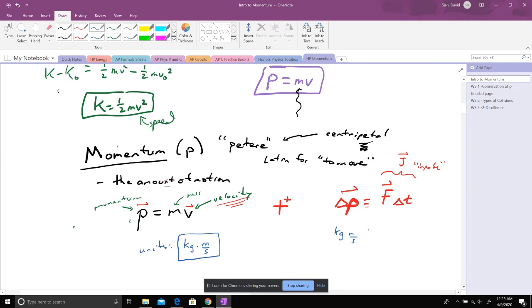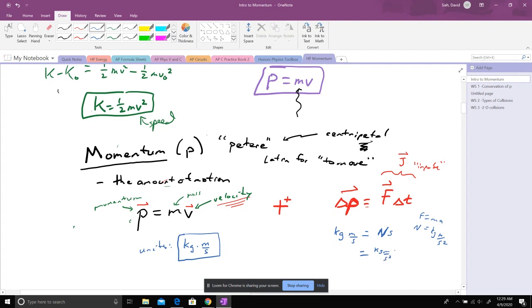But on the right side, force would be in newtons, and time would be in seconds. Wait, is a newton second the same thing as a kilogram meter per second? Just to make sure, I remember that force is equal to ma, mass times acceleration. So a newton must be mass in kilograms times acceleration in meters per second squared. So a newton is a kilogram meter per second squared.